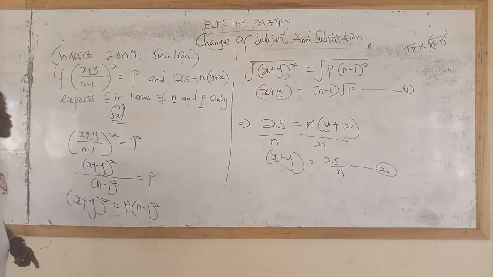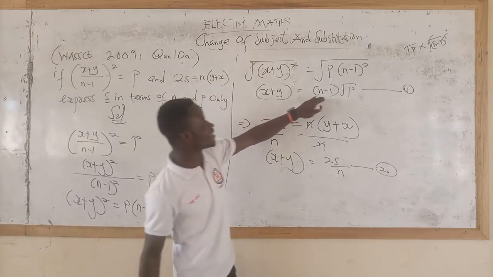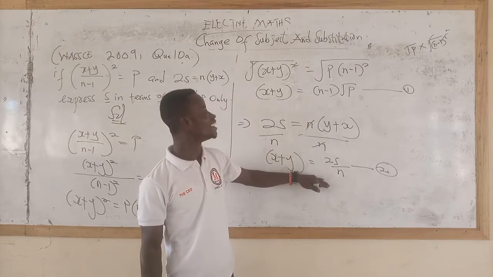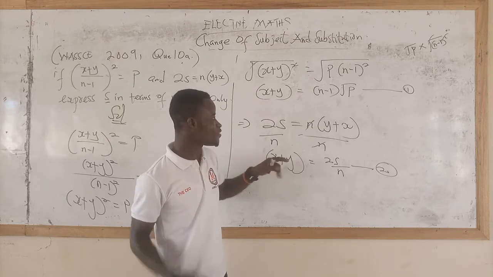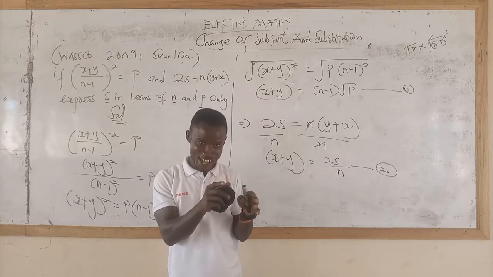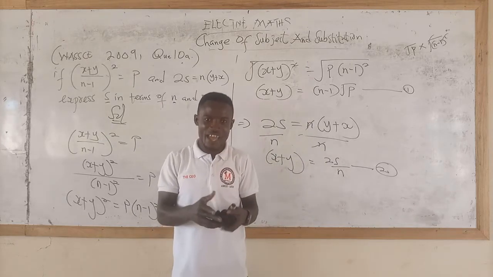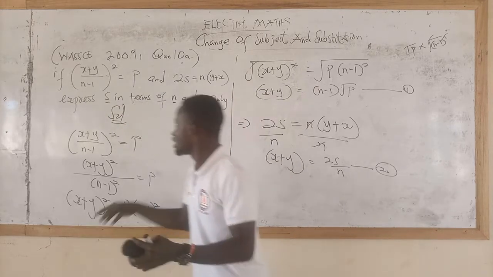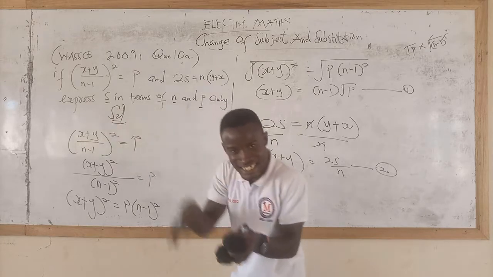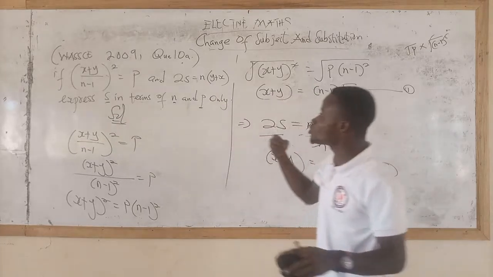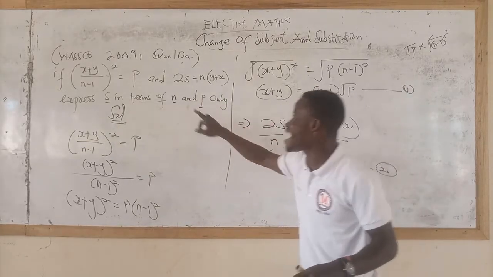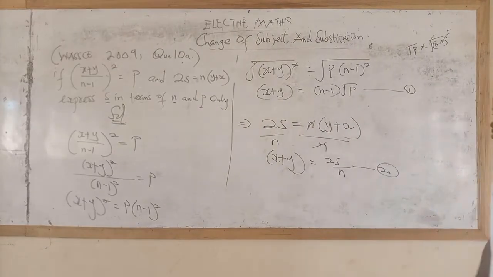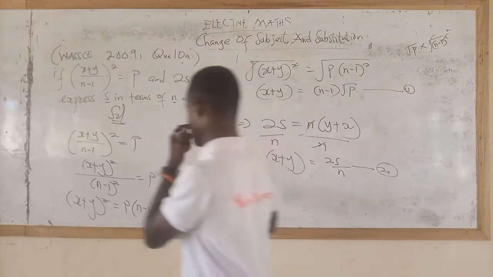Alright, so now look at equation 1 and equation 2. Since this is the same as this, we can equate the two. So when you equate the two, your focus now will be on making what? By making s the subject. And it's going to be in terms of n and p only. That's the concept.